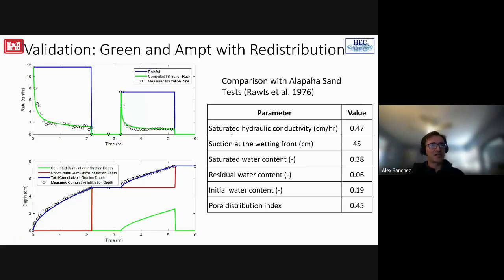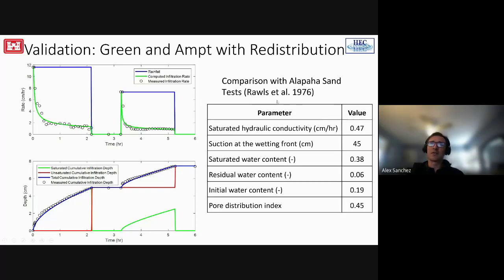Another new thing that we added in 6.0 was infiltration methods. We have deficit constant, Green-Ampt with redistribution, and curve number. I'm going to show results for Green-Ampt because it's kind of like the most interesting one, and Green-Ampt with redistribution is even more interesting. And this was a lab experiment where they simulated infiltration and then stopped and let the soil kind of recover, redistribute, and then simulated more infiltration.